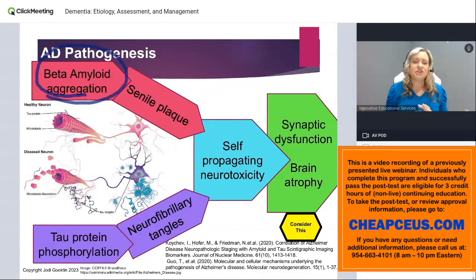there's an overproduction or a delayed clearing of this amyloid protein that is normally present in the cells. There's just either too much or the body's not clearing it.